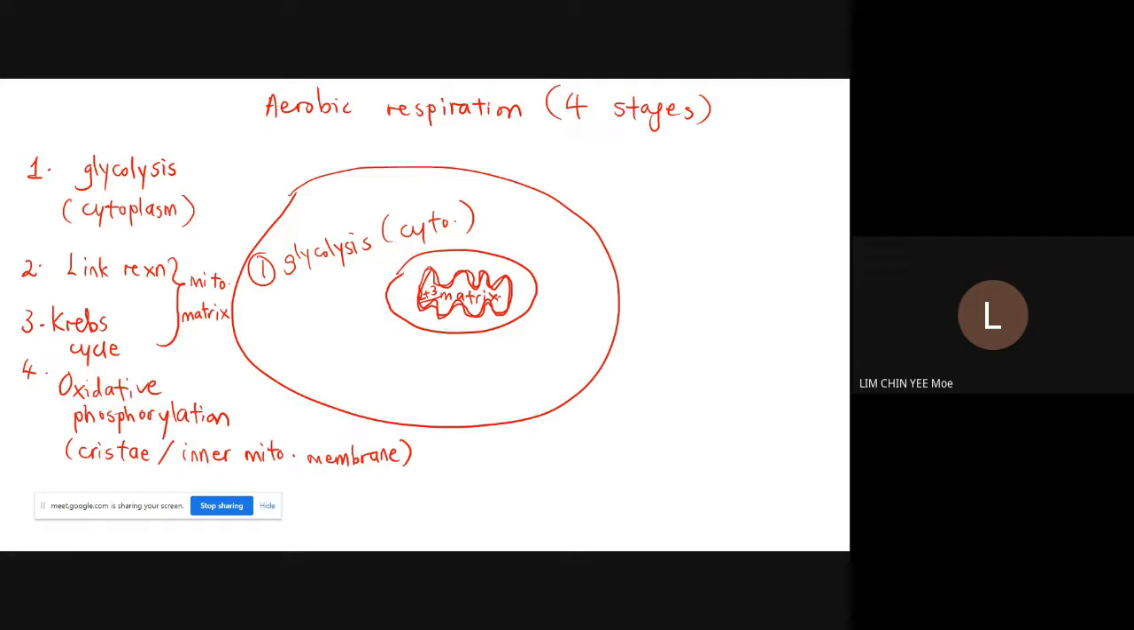And these two, kita akan belajar next week. We'll look at glycolysis and link reaction today. And glycolysis berlaku dekat cytoplasm.